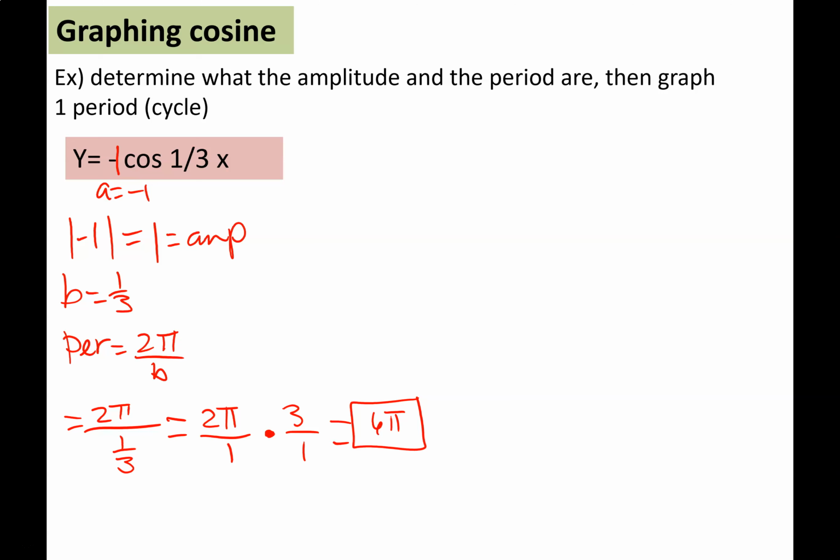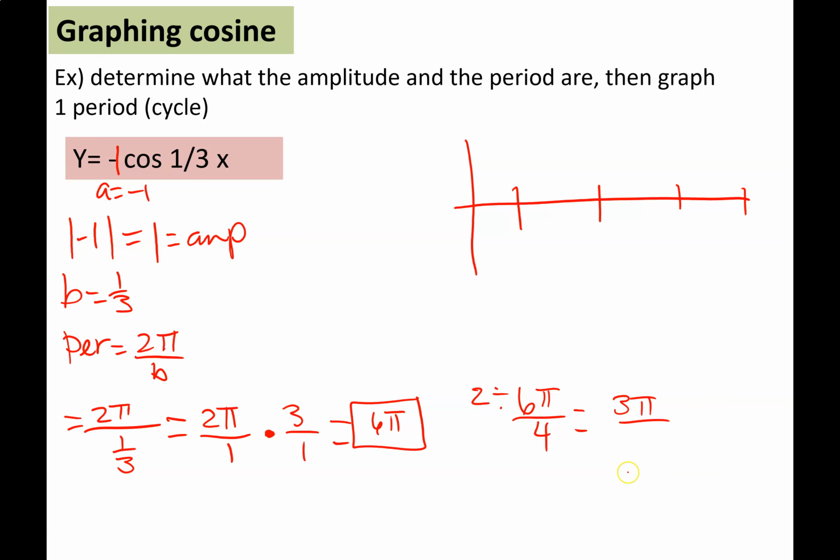So I'm going to start my little crusty graph already. Now I need to take the period, which is 6 pi, and divide it by 4 to get my little even increments over here. That I could simplify, right? Each one's divisible by 2. So this should be 3 pi over 2. And that's going to go here. And we're going to continue with that.